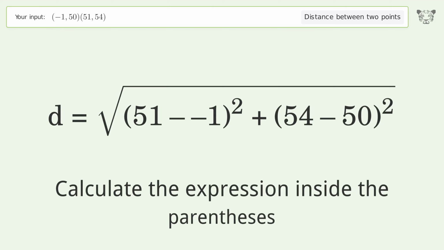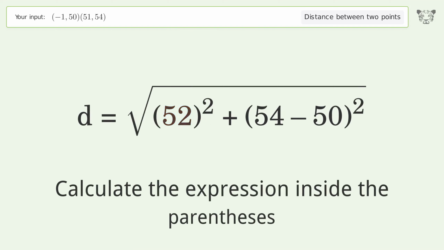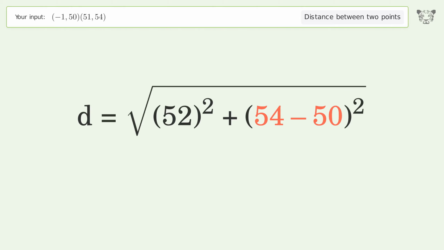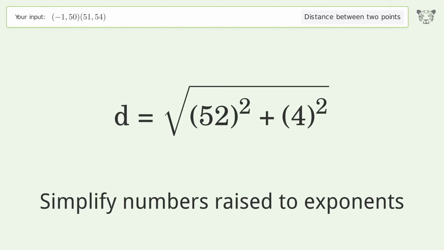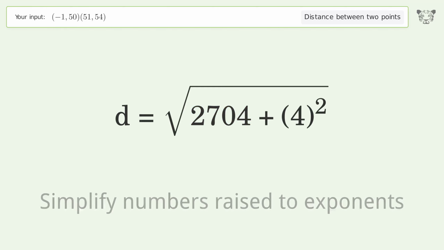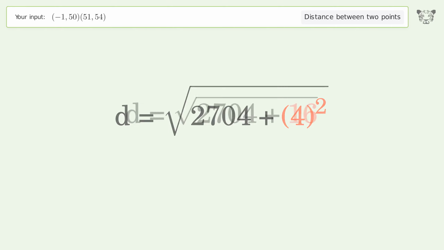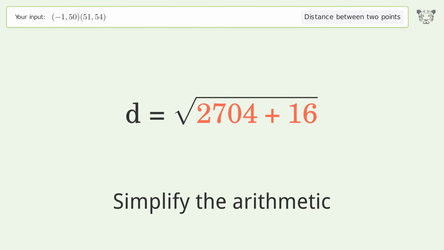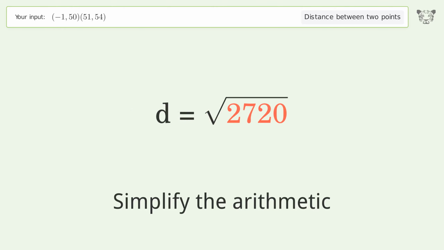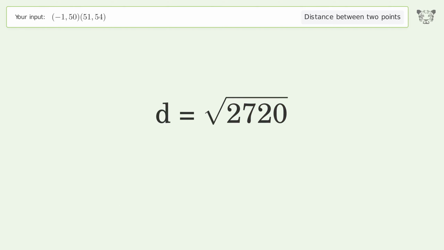Calculate the expression inside the parentheses. Simplify numbers raised to exponents. Simplify the arithmetic. And so the distance between the 2 points is the square root of 2720, or 52.154.